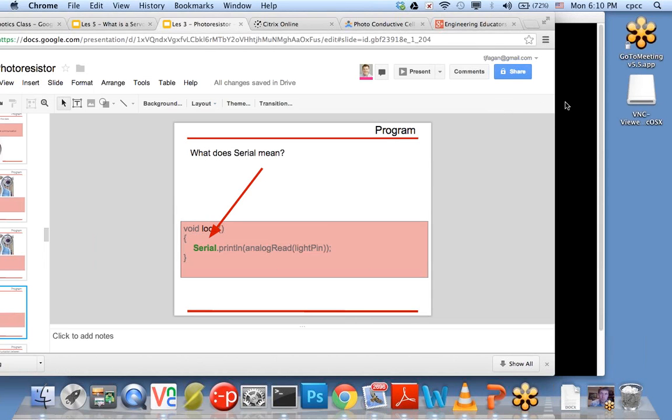And when does the loop stop? Never. It continues on as long as it's powered, which is kind of crazy. Even if you reset it, it doesn't stop. It resets the program and not the actual memory. It doesn't clear the memory. It just resets the program. So right in your void loop, in between the braces, there's that serial again.